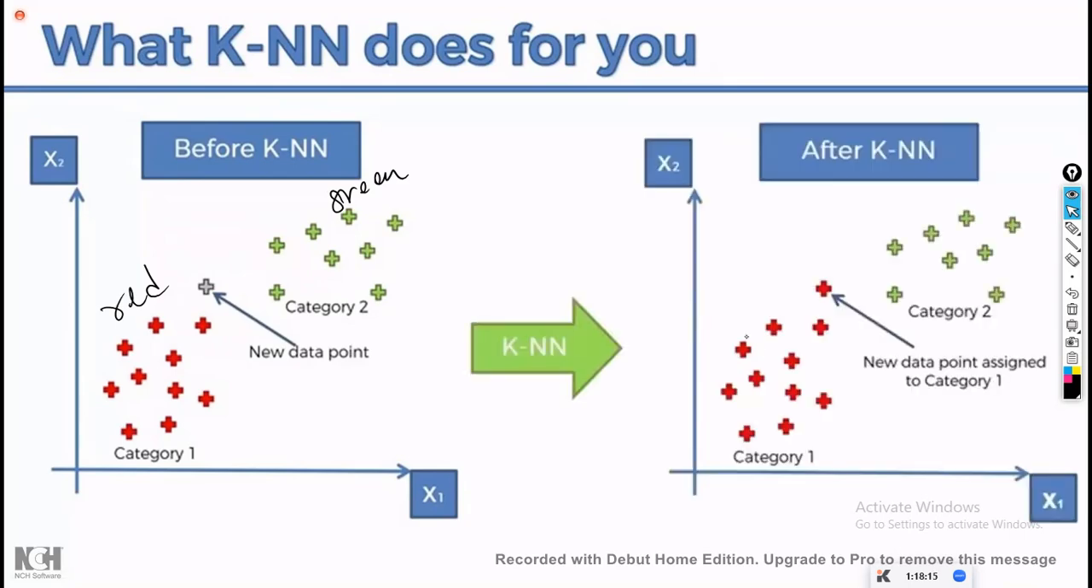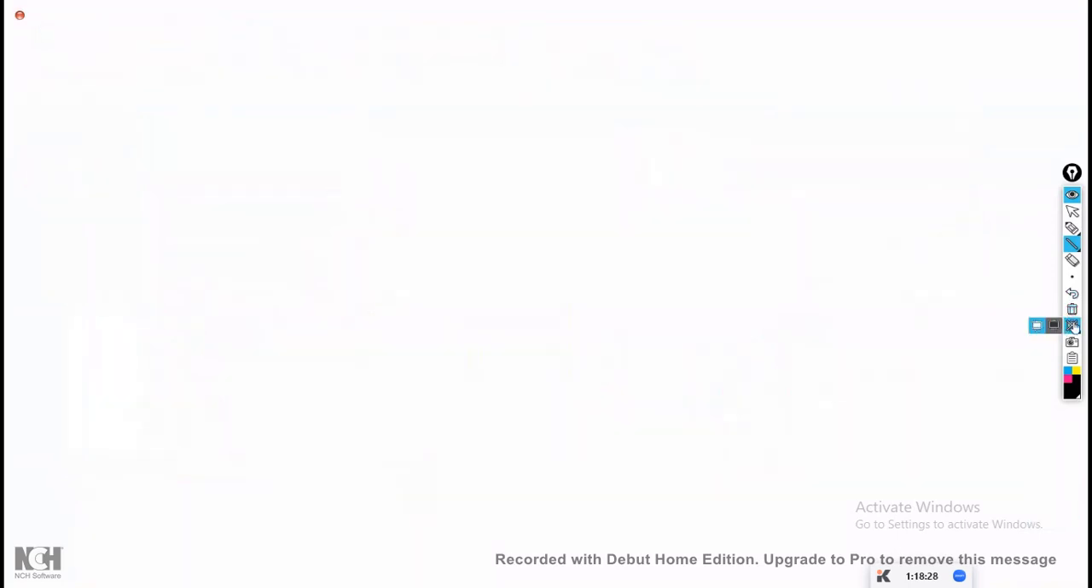How? It identifies which point is very close to it. If a red point is very close, it is red. If a green point is very close, it is green. Right? It is just identifying the distance.